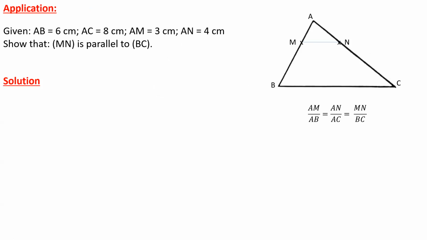Let's do an application. Given a triangle ABC, we are given AB is equal to 6 centimeters, AC is equal to 8 centimeters, AM is equal to 3, and AN is equal to 4. Show that MN is parallel to BC. I first calculate the first ratio, AM over AB, so I write 3 over 6, and I reduce my ratio, so I get 1 over 2. Then I calculate the second ratio, AN over AC. So I write 4 over 8, and I reduce my fraction by 4, so I get 1 over 2.